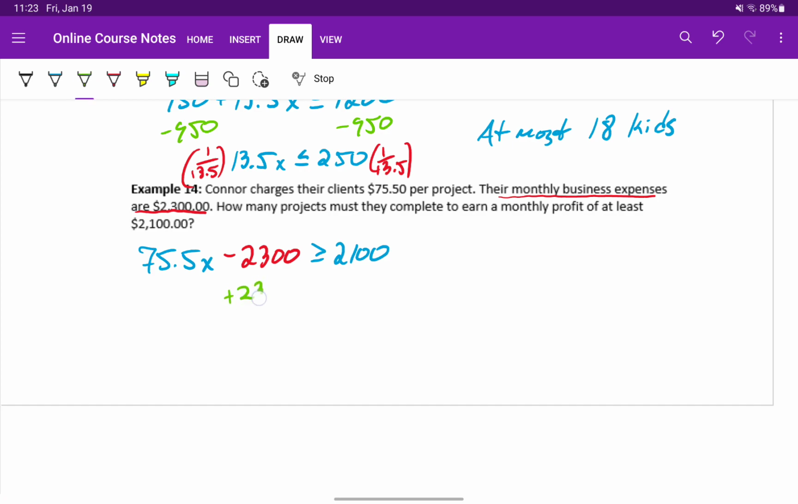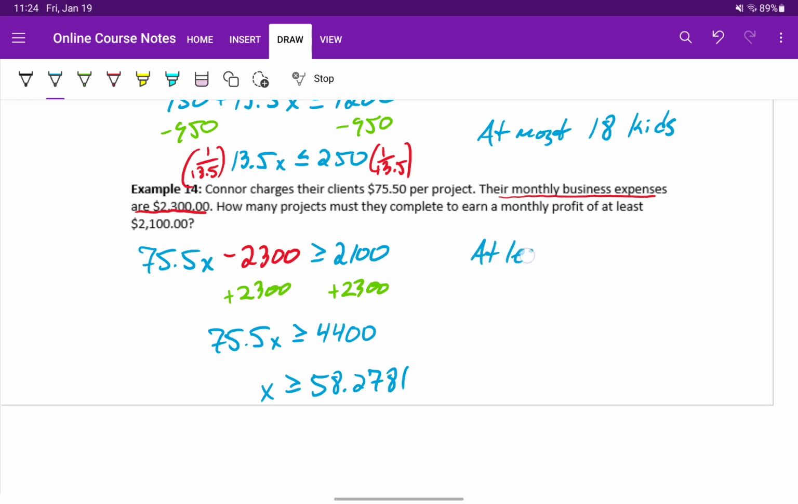To solve, we'll add 2,300 to both sides, giving us 75.5x is greater than or equal to 4,400. Then multiplying by that reciprocal or dividing both sides, we'll get x is greater than or equal to 58.2781. In this case, that tells us that they need to complete at least 59 projects a month to bring in enough money to cover those monthly expenses plus earn that minimum of $2,100 a month.